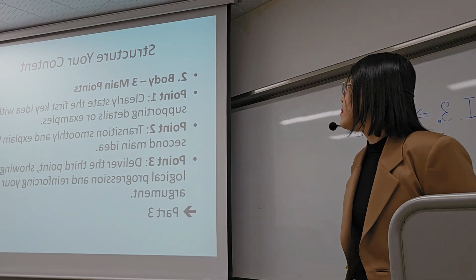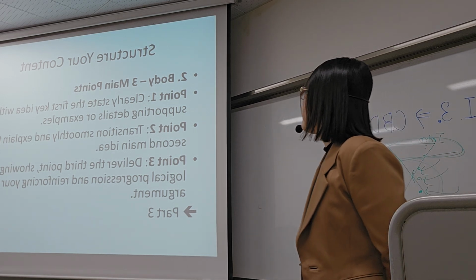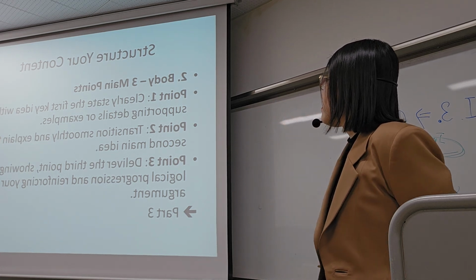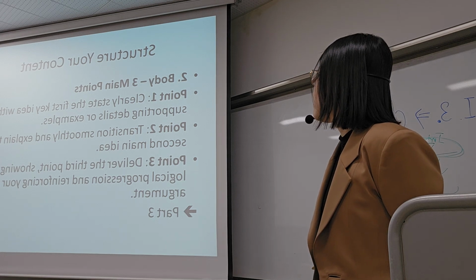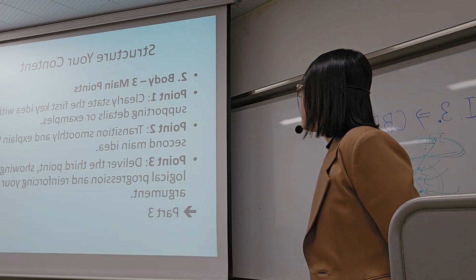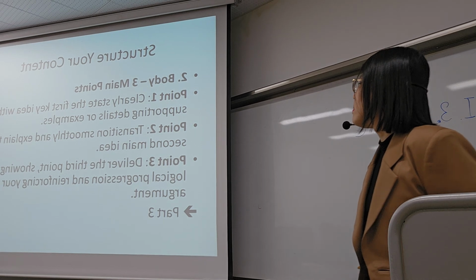Structure your content. 2, body, 3 main points. Point 1. Clearly state the first key idea with supporting details or examples. Point 2. Transition smoothly and explain the second main idea. Point 3. Deliver the third point showing logical progression and reinforcing your argument.